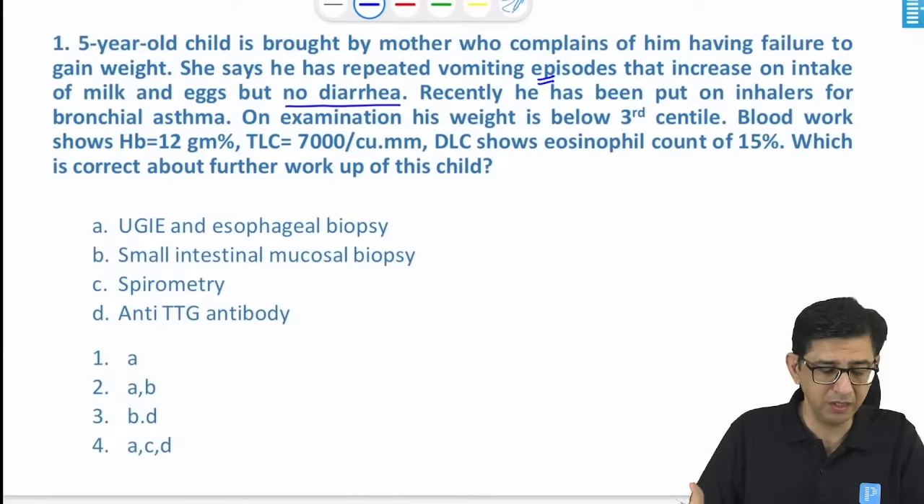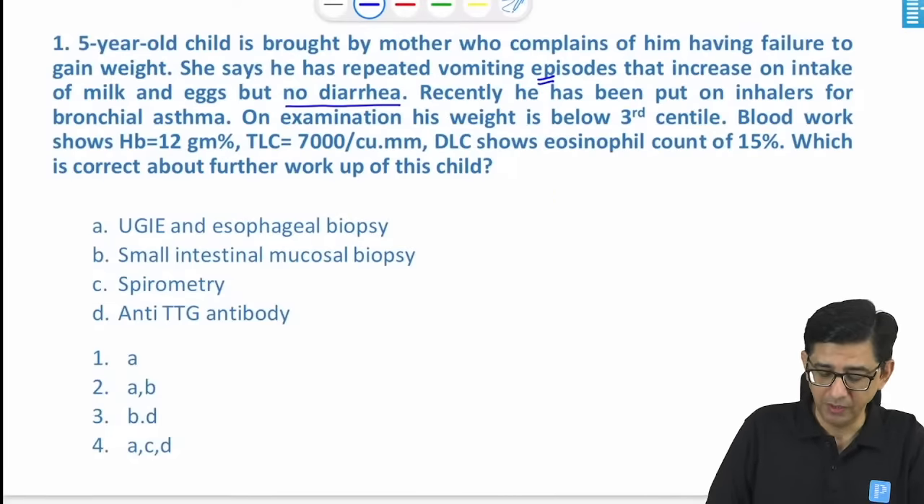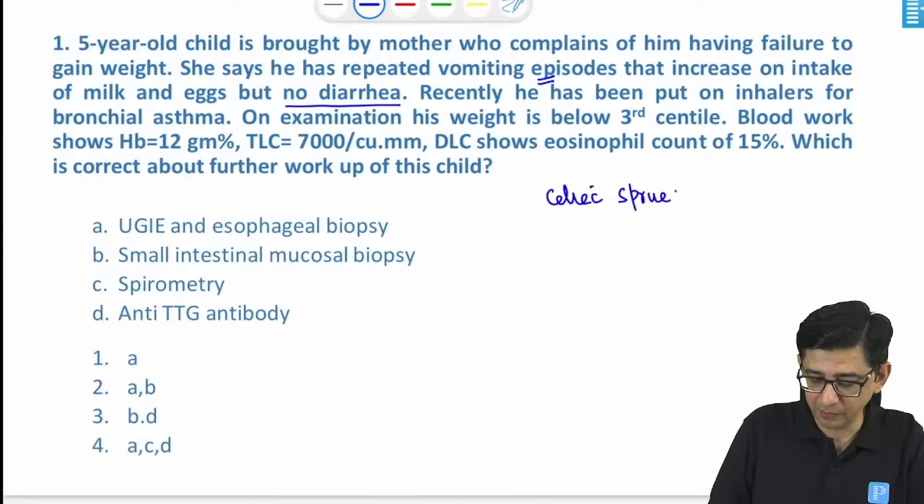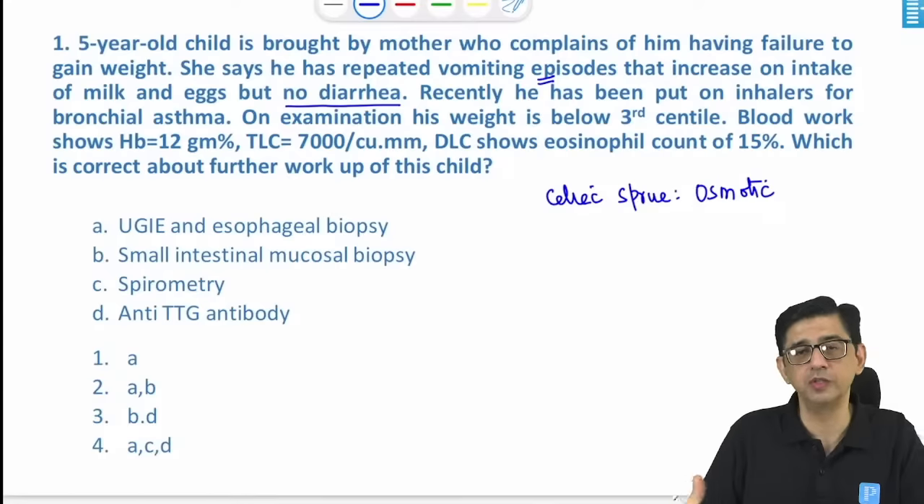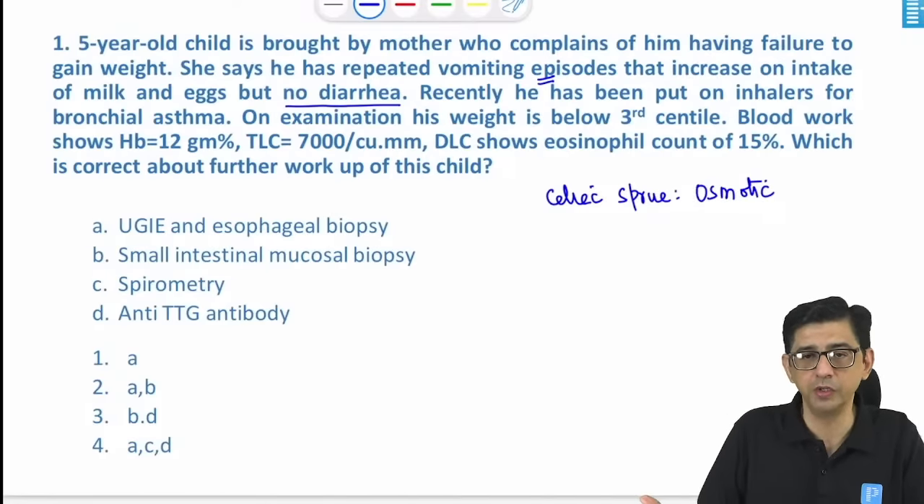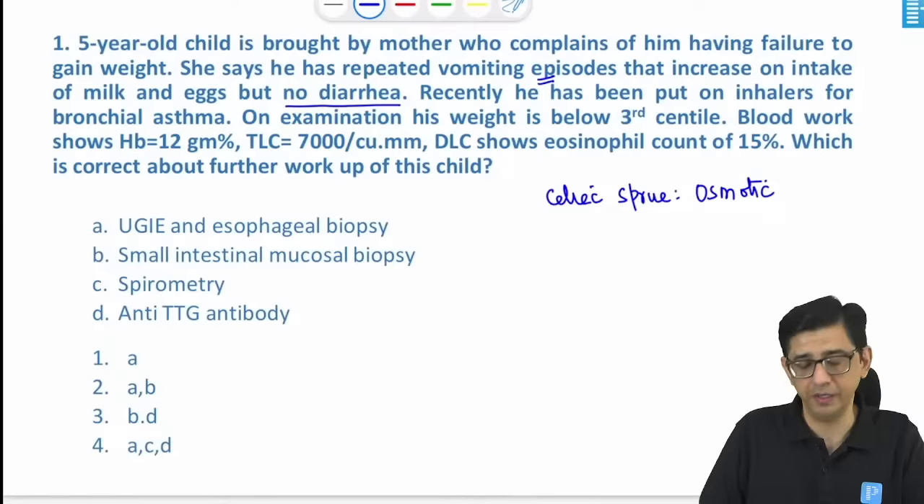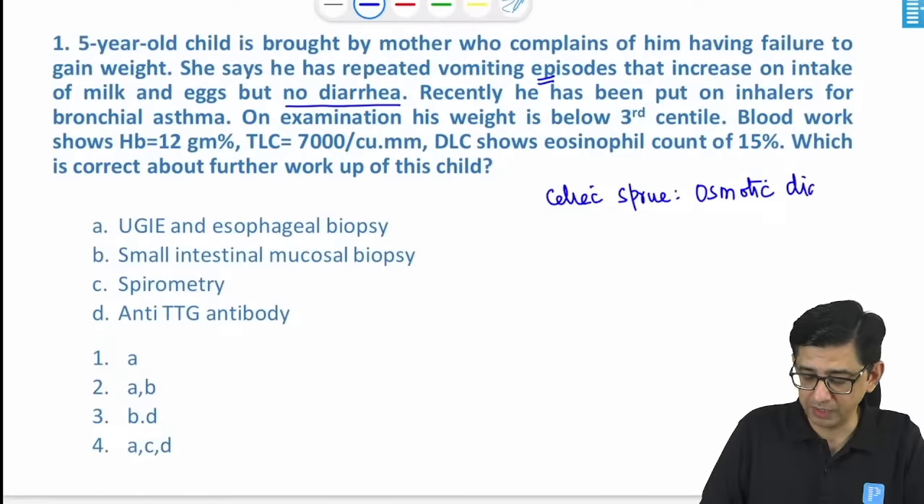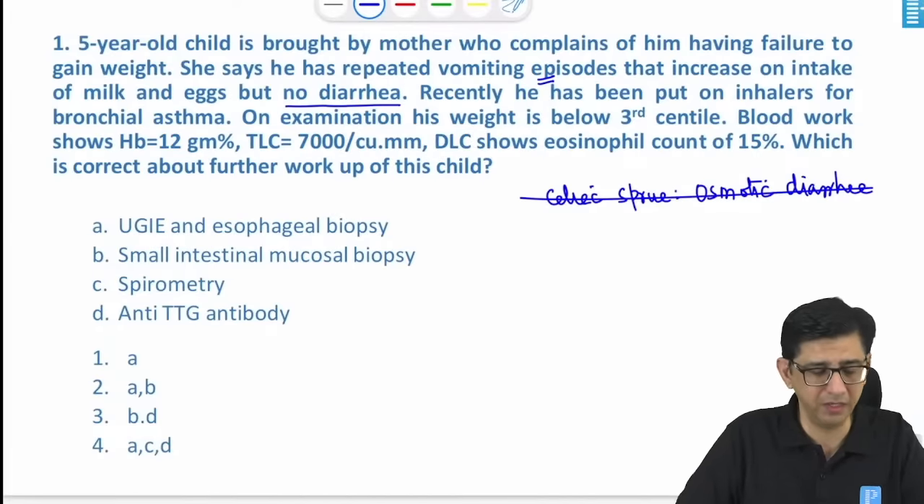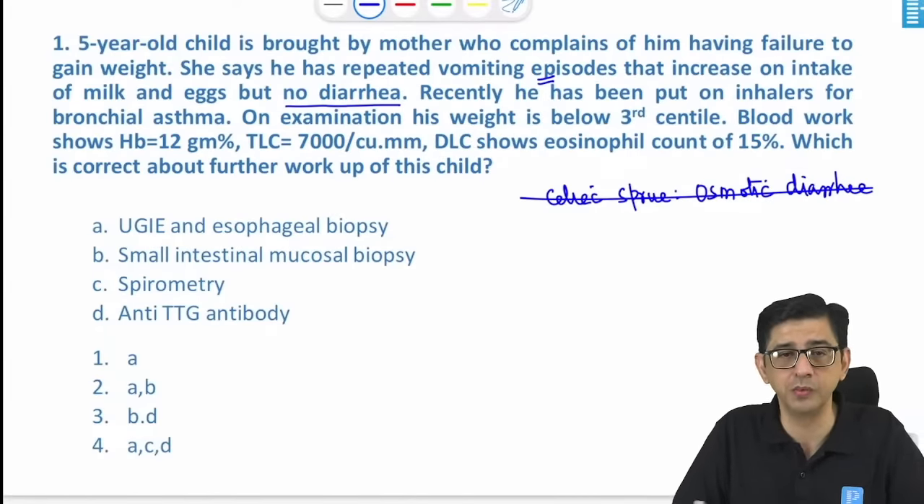But considering that most guys are thinking this to be celiac sprue, my only question is that if it is celiac sprue, then celiac sprue will always present with osmotic diarrhea, because whenever there is damage to the microvilli, the brush border epithelium, the total surface area related to absorption will become relatively less. And in this question, there is no mention of any diarrhea given. So it's very, very unlikely that this is celiac sprue.